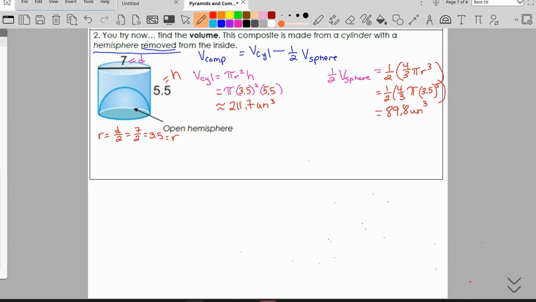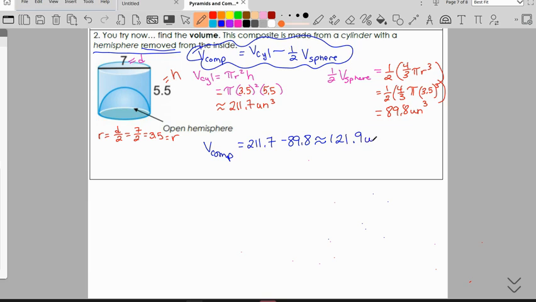All right, we've got our 2 parts. Let's put them together according to our plan. We're going to follow our plan now. Our plan for volume of the composite was going to be volume of the cylinder, 211.7, minus half the volume of the sphere, which was 89.8. If I put that in my calculator, I get that that's approximately 121.9 units cubed because it's volume, 121.9 cubic units.